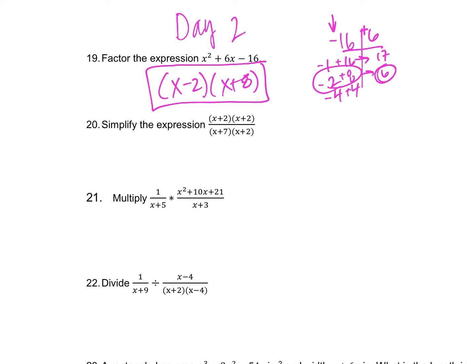On the next one, number 20, we're going to just cancel the things that are the same on top and bottom. So x plus 2 and x plus 2. So that becomes x plus 2 over x plus 7.